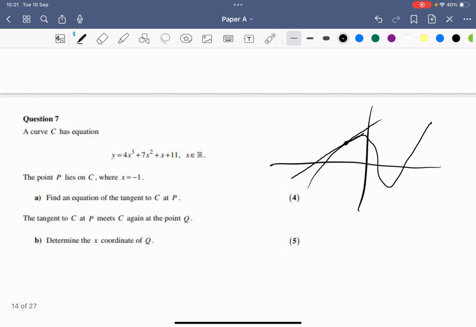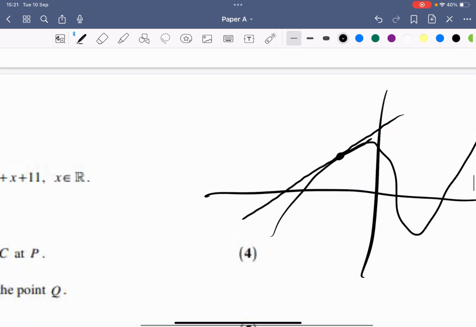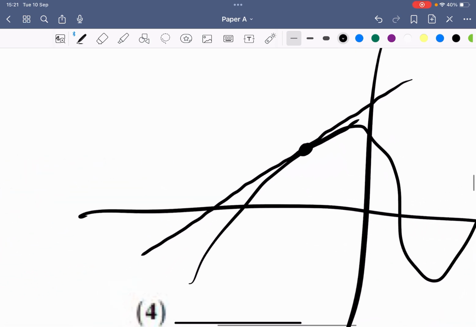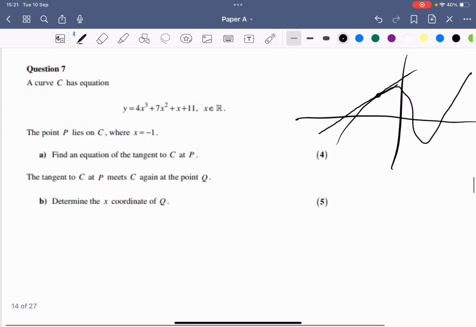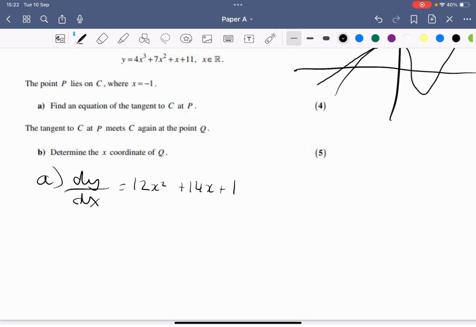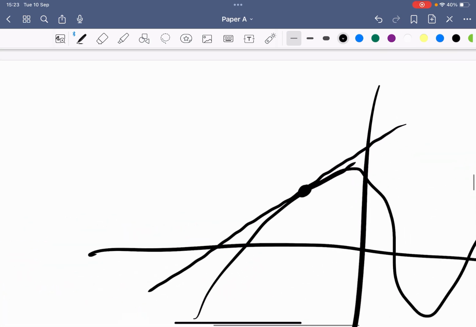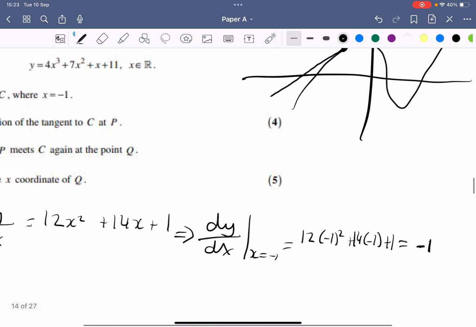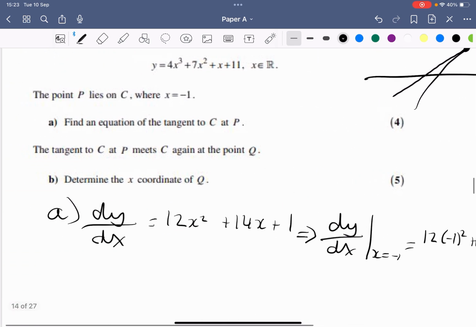Now, to work this out, we need to work out the gradient at this point of the curve. So the gradient we can work out by differentiating the equation. So we get dy by dx equals, and now we sub in minus 1 and we get, alright, so now we have the gradient of this line here. Now we just need a coordinate to find out the equation.